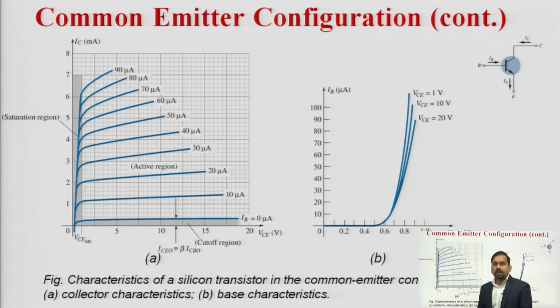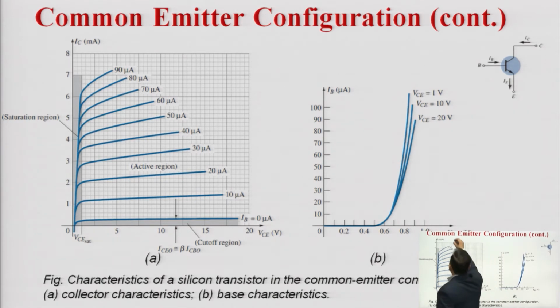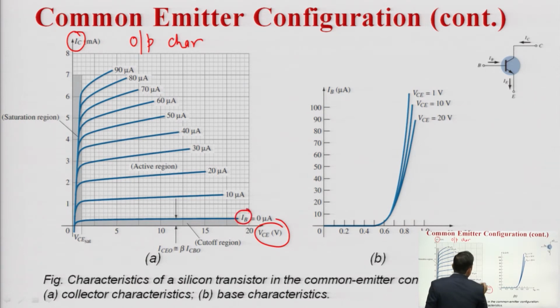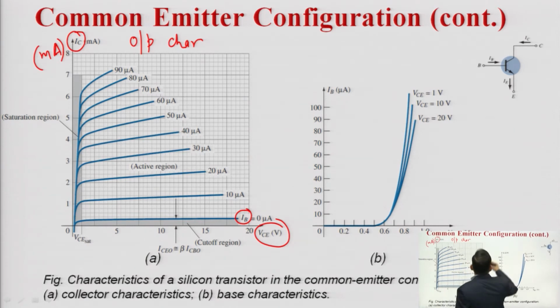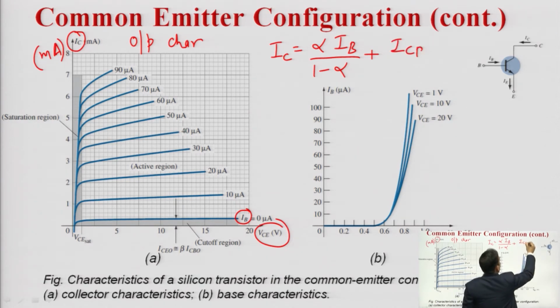Now, we have the characteristics. First, we will see the output characteristics. The output characteristics is between IC and VCE for different values of IB, where IC is in milliampere. As we can see from the last expression, IC equals alpha times IB divided by 1 minus alpha, plus ICBO divided by 1 minus alpha.